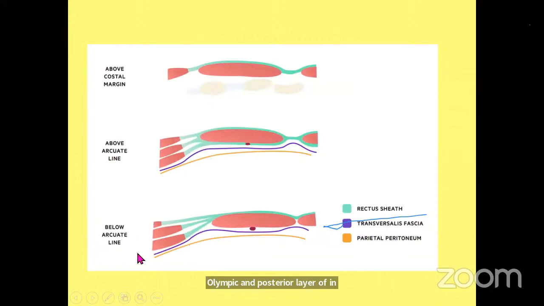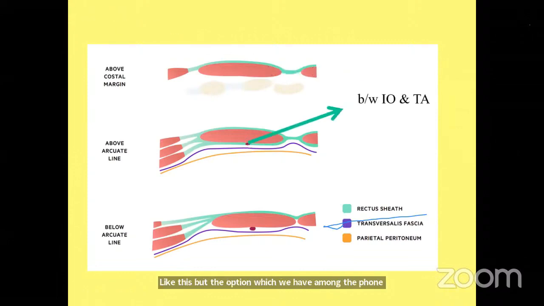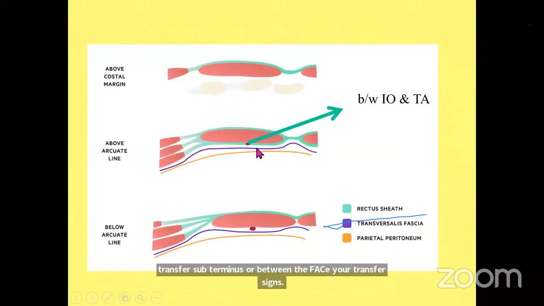Okay, and when we go below the arcuate line, you can see that all these three aponeuroses are going in front of the rectus abdominis, and you can see the neurovascular bundle lying between the rectus abdominis and the fascia transversalis. So there is no option like this, but the option which we have among the four is between the internal oblique and transverse abdominis. So the neurovascular bundle can either lie between the internal oblique and transverse abdominis, or between the rectus and fascia transversalis. It is not between the fascia transversalis and the parietal peritoneum. So these two options you can go for.